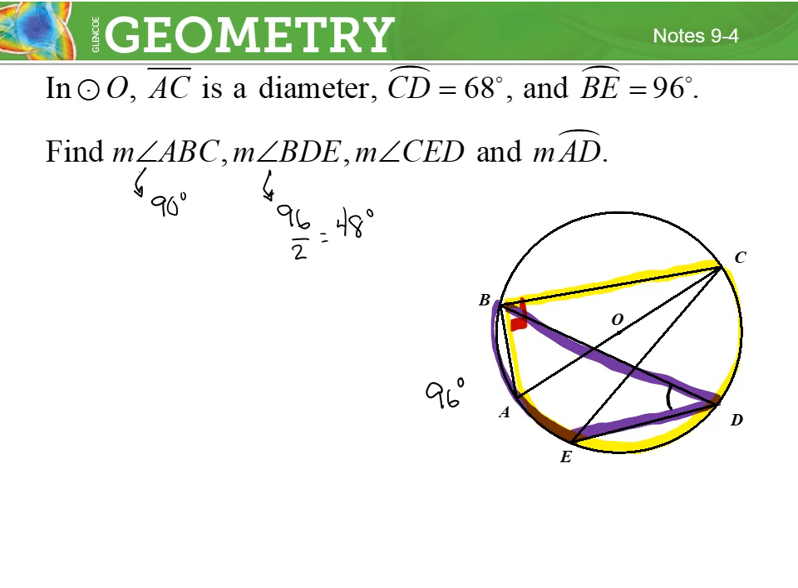We can do a similar thing for the measure of angle CED. So CED intercepts this arc right here. CD, it says, is 68 degrees. So the measure of angle CED, that angle, is half of 68.